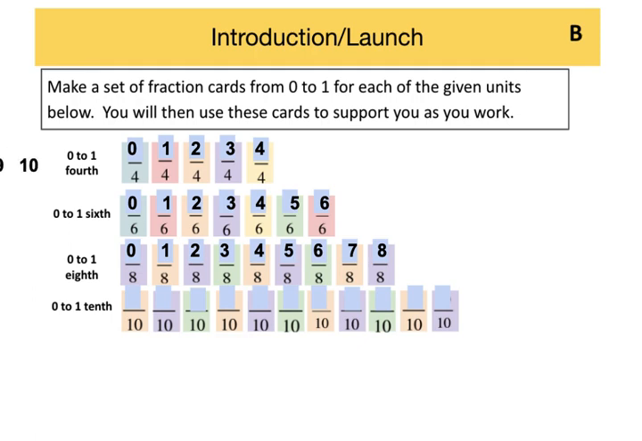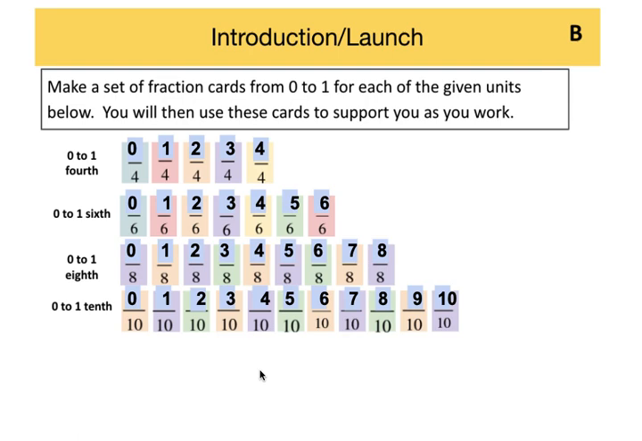All right, final row, we're counting by tenths. 0 tenths, 1 tenth, 2 tenths, 3 tenths, 4 tenths, 5 tenths, 6 tenths, 7 tenths, 8 tenths, 9 tenths, and 10 tenths. Great job.